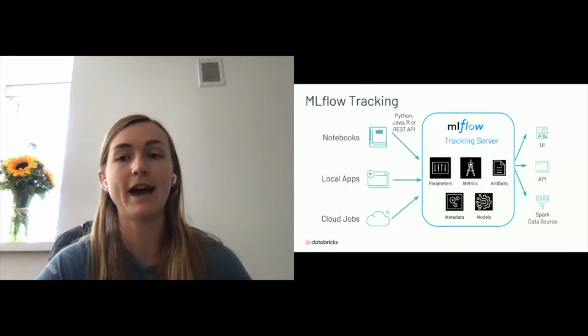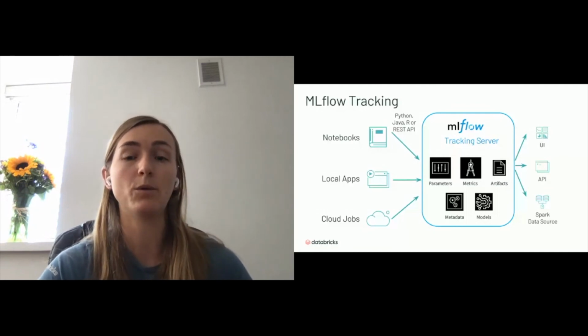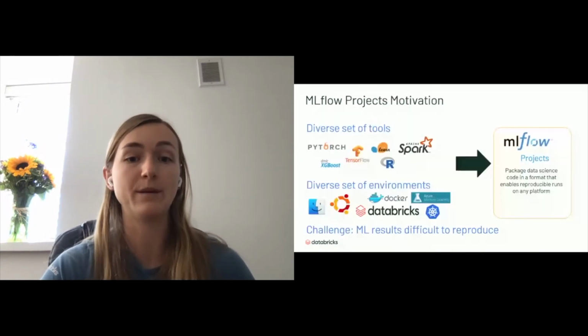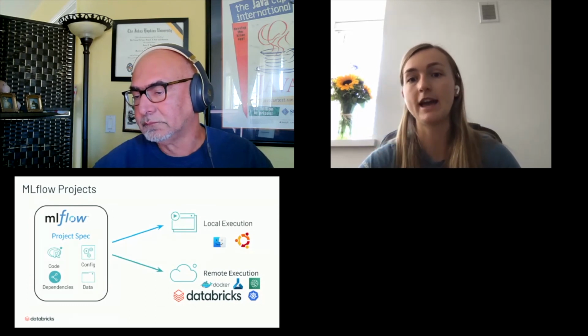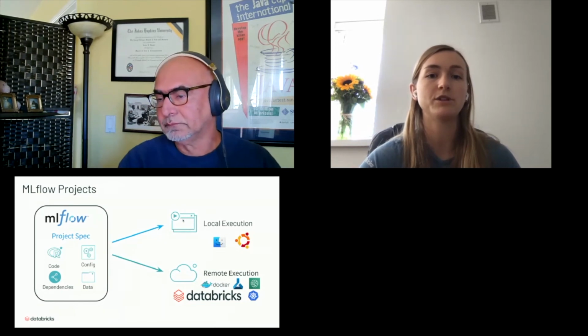It allows us to package up our data science code in a manner that's reproducible and will run on any platform. And so with the MLflow project spec, you have your code, could be R, Python, etc. Your configurations, this is where you can specify your default values. For example, your default max depth, default train data path, etc. Data, and any dependencies that you have. For example, this is where you specify, hey, I need PyPI version XYZ. And so this is what allows you to run the same code locally or on a remote execution.